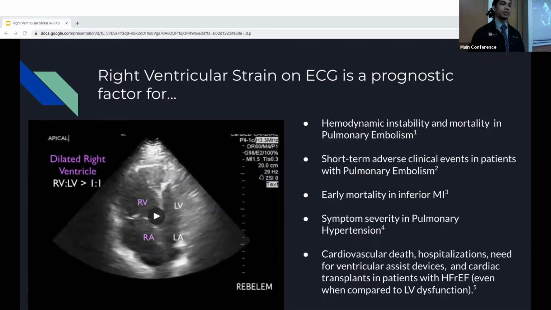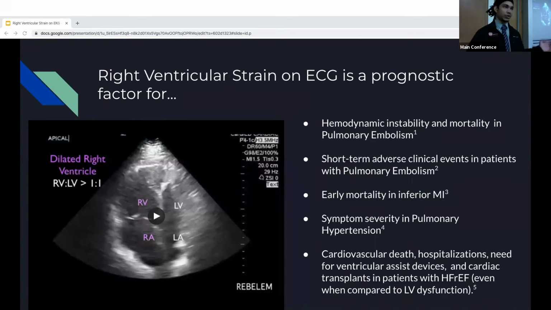Those with PEs who had signs of right ventricular strain had a higher likelihood of developing hemodynamic instability, and there were higher incidences of mortality. The second study I was looking at, which we're going to talk about later in this discussion, looked at short-term adverse clinical events in patients with RV strain on their EKG, and they also had poor outcomes. This study actually created something called the TWIST score that we'll talk about in a couple of slides.